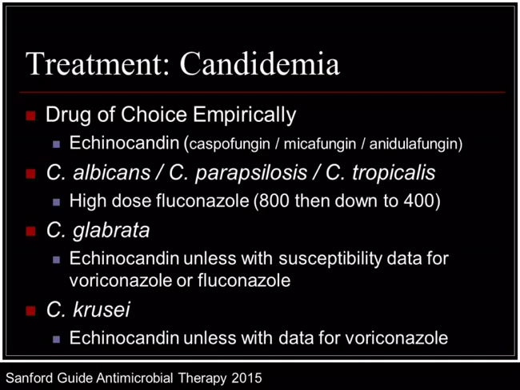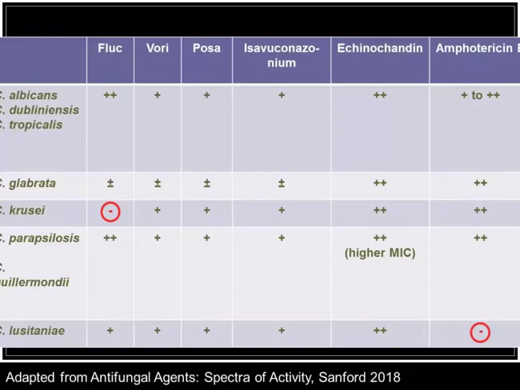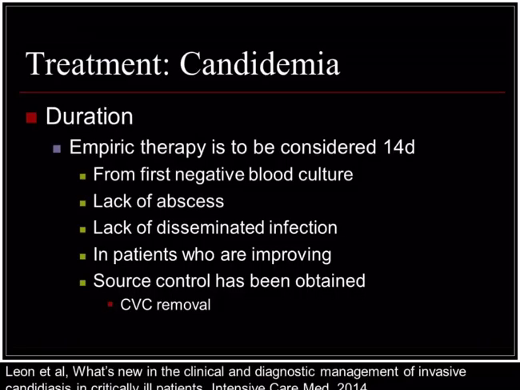For Candida albicans, parapsilosis, and tropicalis, you can consider the use of high-dose fluconazole. Candida glabrata, ideally echinocandin unless you have specific sensitivities otherwise. Candida krusei, echinocandins. Then the graphic I updated with the numbers that Sanford is using for 2018. You just have to understand some of these organisms will have higher MICs, but they're still technically sensitive. And the two things to remember: Candida krusei, no fluke for you, and Candida lusitaniae, definitely no ampho for you.